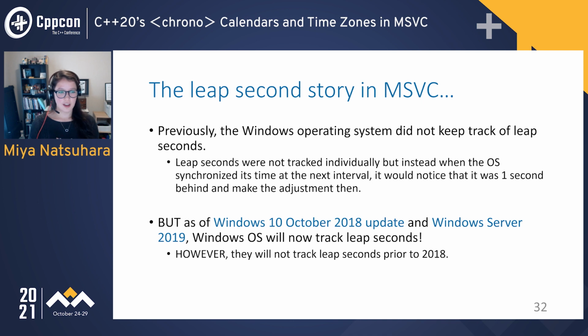But as of the Windows 10 October 2018 update and Windows Server 2019, the Windows OS now keeps track of leap seconds. Because this only started in 2018, it's not going to remember any leap seconds from before. So this was great news because we had a way to actually detect when leap seconds were coming up. As you saw on the table, we can't really anticipate exactly when they're going to come, but we want to be able to handle the case where a new leap second is inserted or potentially removed if we get a negative one, just as our library exists in the world.